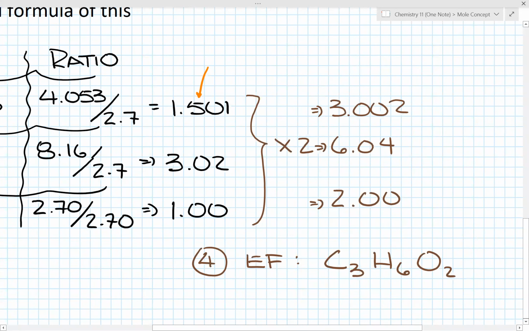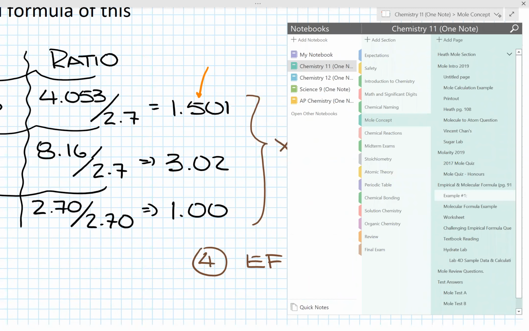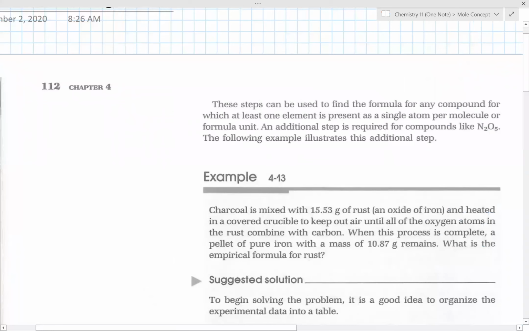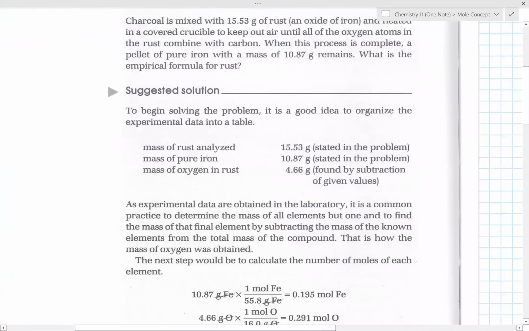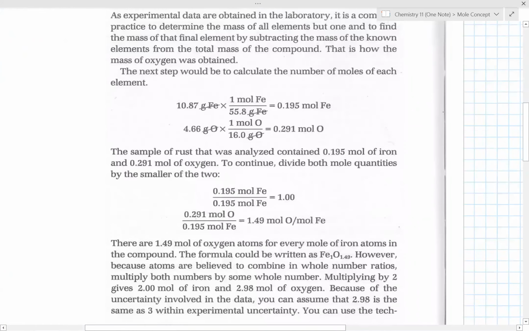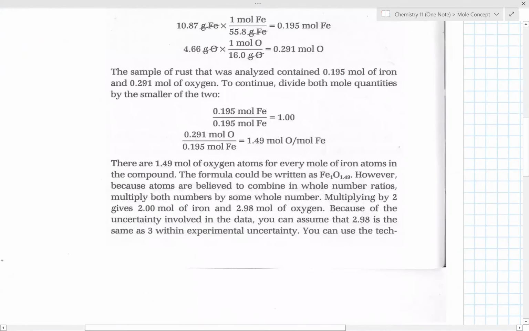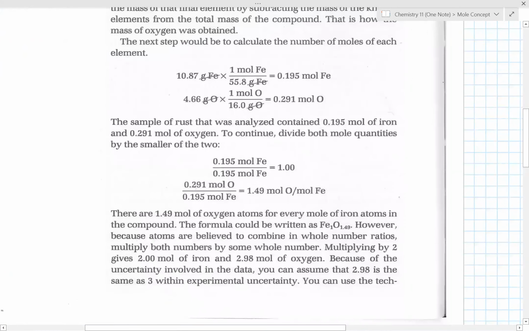Now, the last thing that some of you might say is, Mr. Chan, how will we know when to multiply by 2 or 3 or 4? One of the hints is actually found in your textbook. If you take a look on page 112, they give an example and get something similar. The answer is 1.0 and 1.49. The reading says there are 1.49 moles of oxygen atoms for every mole of iron atoms in the compound.